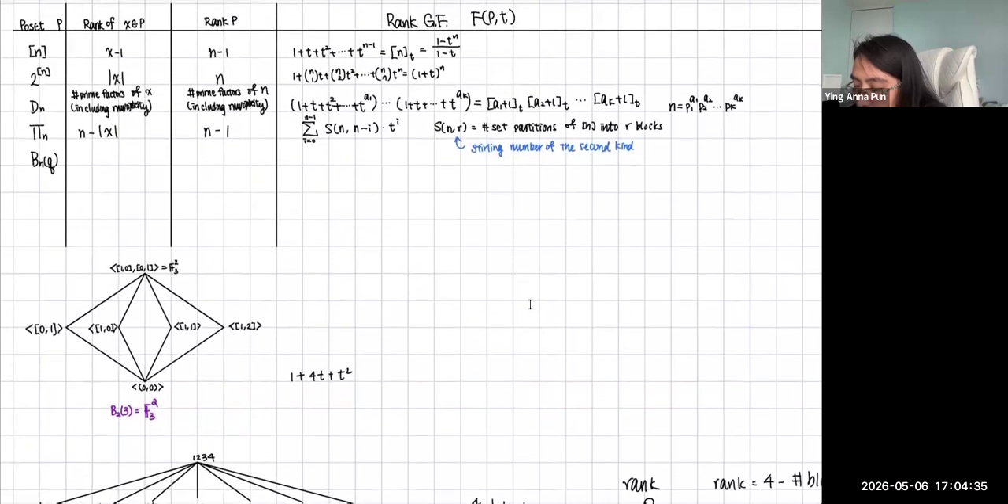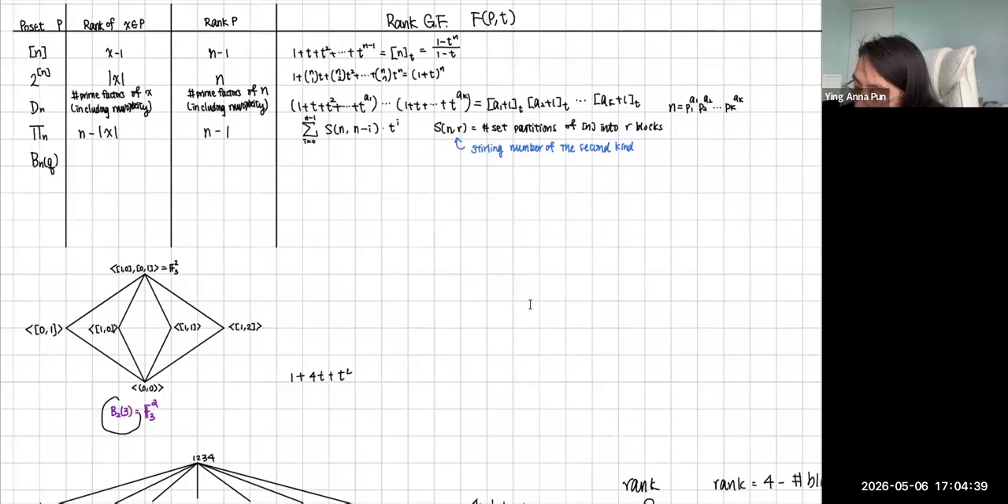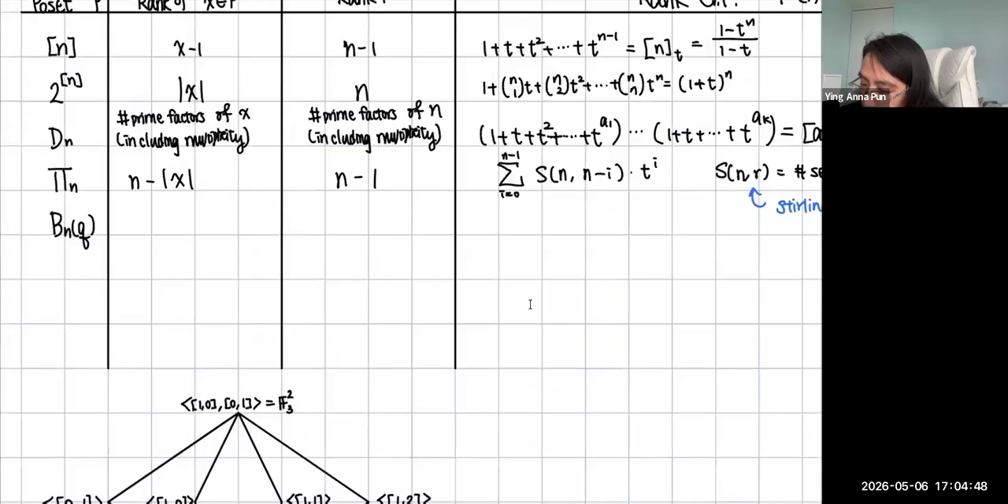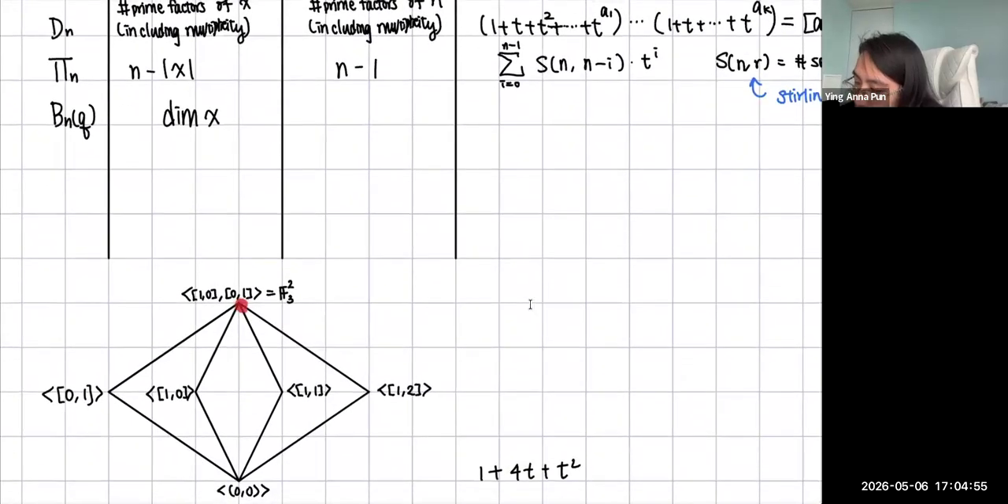Well, first of all, if you have an element inside B_n(q), how do I know your rank? Well, your rank is basically your dimension, right? Like dimension 0, dimension 1, dimension 2. So that's the dimension of your subspace. When you're up at the top one, it's just dimension n, and the n is right here. So that's dimension n.